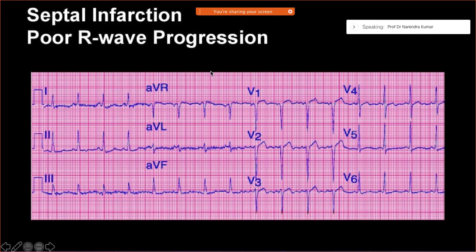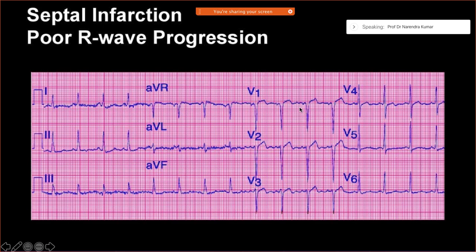The other thing to be noticed is that sometimes you may see poor progression of the R wave. Poor progression of R wave means normally you'll start noticing that in V2 the R wave will be slightly longer, and in V3 the transition is about to happen. However, if you come across an ECG in which from V1 to V3 there's hardly any progression at all, you should start suspecting that.